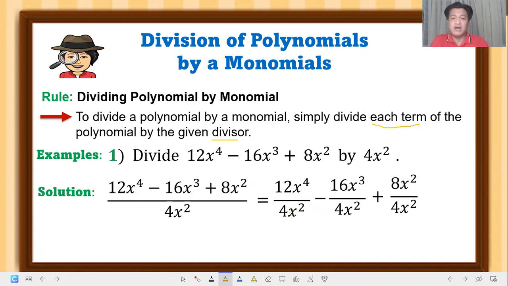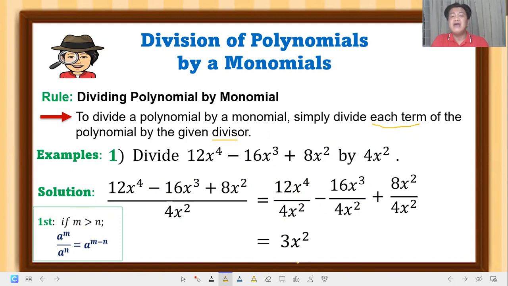Then you have to divide each term. What is 12 divided by 4? The answer is 3. So we applied the law of exponent here. What is x raised to 4 over x raised to 2? You have to subtract the exponent. Copy the base x, then 4 minus 2, that will become 2. So it is x squared.